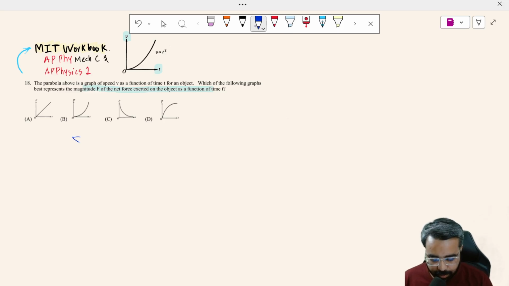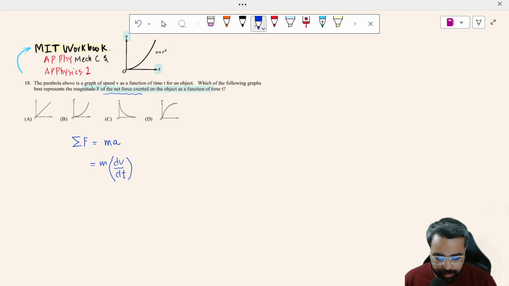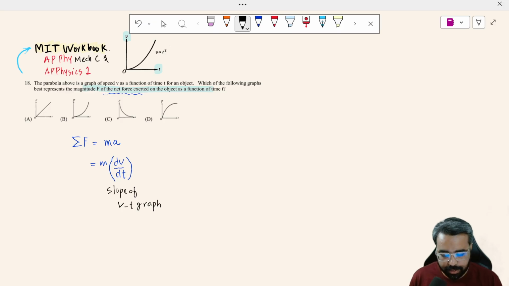If the resultant force or the net force is equal to ma, as according to this question the magnitude of the net force is ma, and we know the acceleration is the slope of the velocity-time graph, so dv over dt. It means that you can get the graph of force-time from the slope of the v-t graph. Now let's analyze this curved graph of velocity-time.